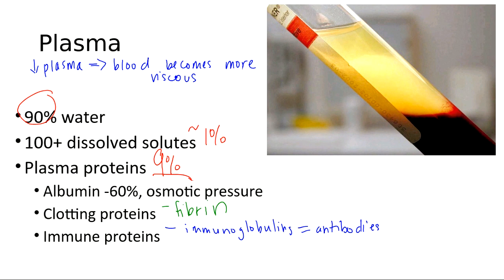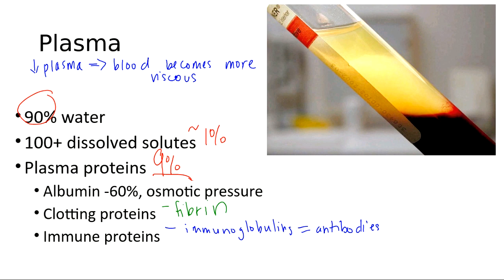Let's get back to plasma for a minute. Plasma is about 90% water. About 1% or so is dissolved solutes, and there's not just one dissolved solute like sodium or potassium. There's over 100 different types of particles in there. And about 9% remaining represents the plasma proteins made by the liver. There's different classes of these. Usually they'll end with that suffix globulin. And so you'll see that commonly come up.